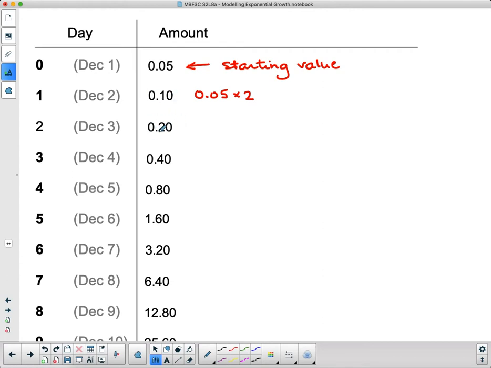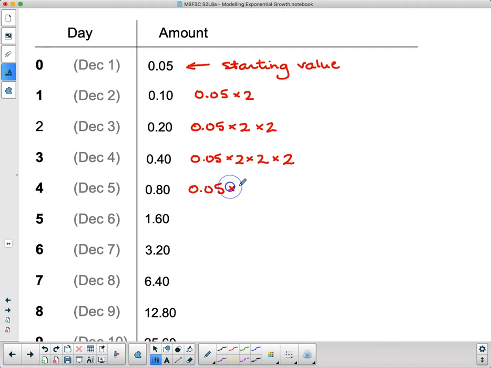Now this 20 cents is the value from the day before, so it's this 10 cents times by 2. But I'm not going to call it 10 cents, I'm going to call it 0.05 times 2, and then I need another times 2. Hopefully you're starting to see a pattern here, because I'm going to do the same thing down here. So this 40 cents is really 0.05 times 2 times 2, which was the value from the day before, and then I had to double it again to get my 40 cents. You can plug that into the calculator, make sure of that, but you can see that we're just doubling it a whole bunch of times. Okay, and that's going to continue.